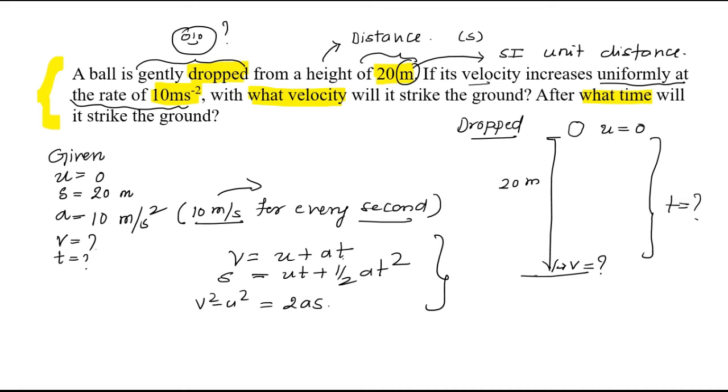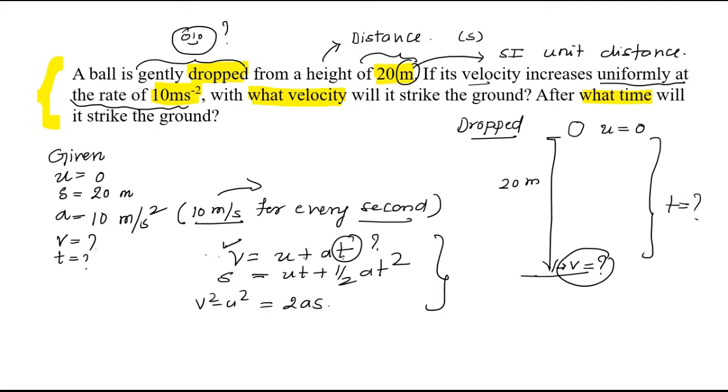Out of these three equations, which one is suitable for us? Since we have to find v here, we need not find s. So should we go for v is equal to u plus at? But t is also not there with us. To find v, we should have u plus at. u we should have, a we need, t we need, but t is not given.